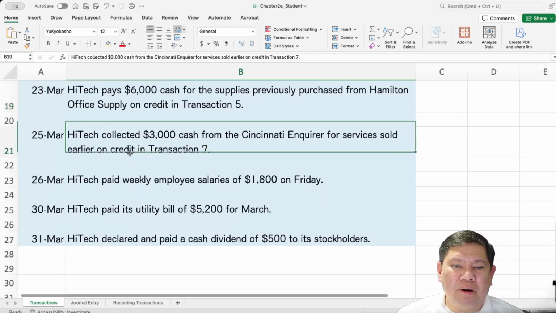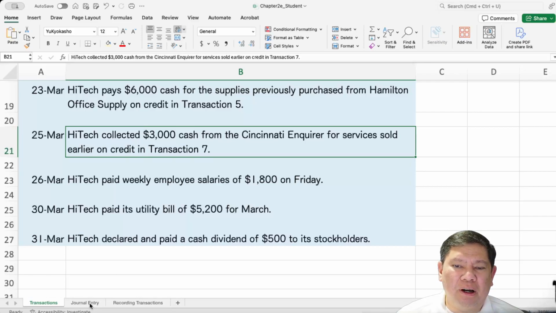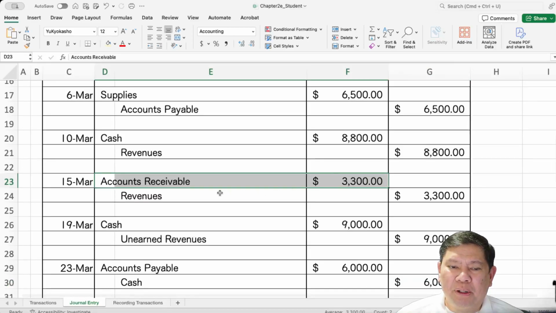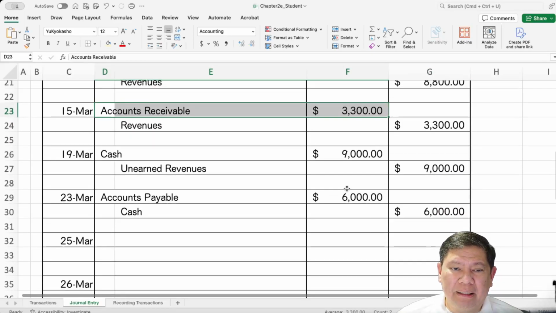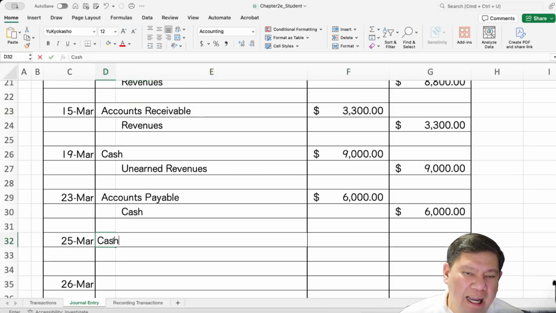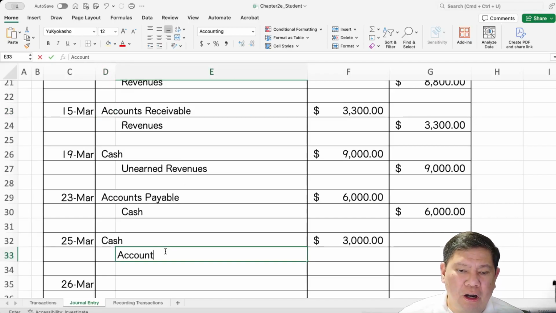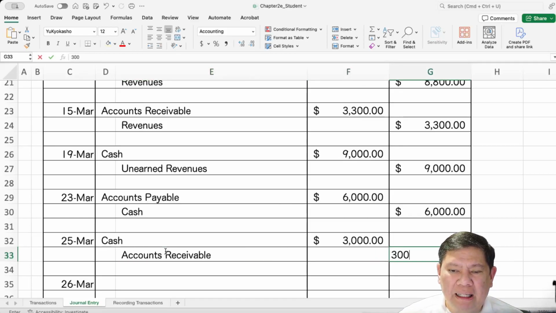March 25th, collected $3,000 cash from services sold earlier. So we provided service, 3,300. We were not paid. Now we're being paid. So we receive cash, not all, but $3,000. And the accounts receivable that have been paid should be put on credit. So accounts receivable goes down by $3,000.